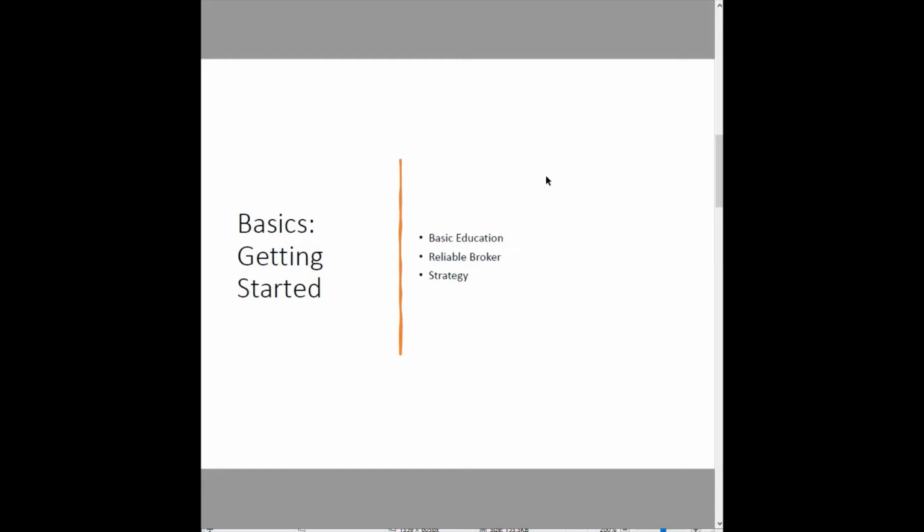So the most important thing that I can say in the beginning is to get some basic education. You can pay someone to teach you, or you can go for free resources. One free resource that I could recommend is Babypips. You can just type it into Google, and you'll be able to download the PDF. It's a PDF book that shows you the basics of trading, how to trade from the base, everything that you need to know just to get started. So don't neglect that part of trading.